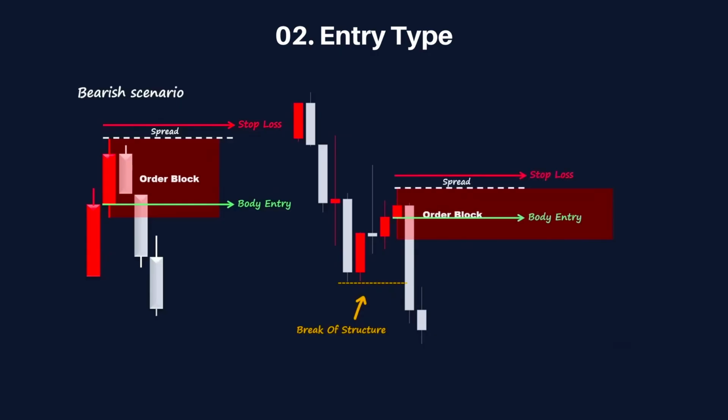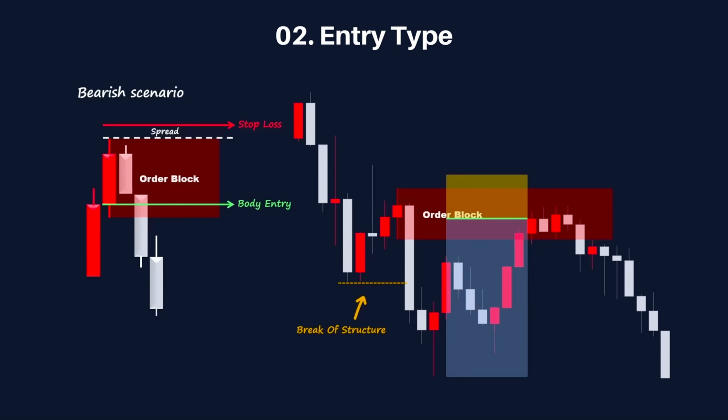The trade-off is execution. Sometimes price only touches the wick before reversing. If that happens, your body entry never gets triggered, and you'll watch the market move exactly as expected without you. This is the balance every trader must consider. Higher reward often comes with fewer filled trades.